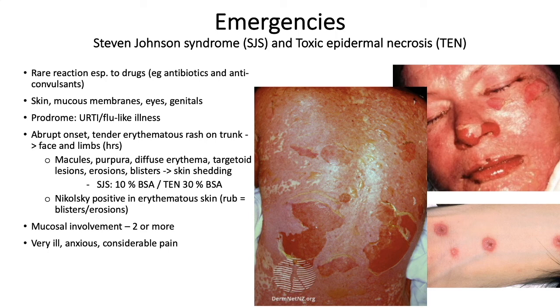The differentiation between SJS and TEN is the amount of body surface area that's involved. So with SJS it's less than 10%, and with TEN it's more than 30%. And there's obviously an indistinct border between the two.